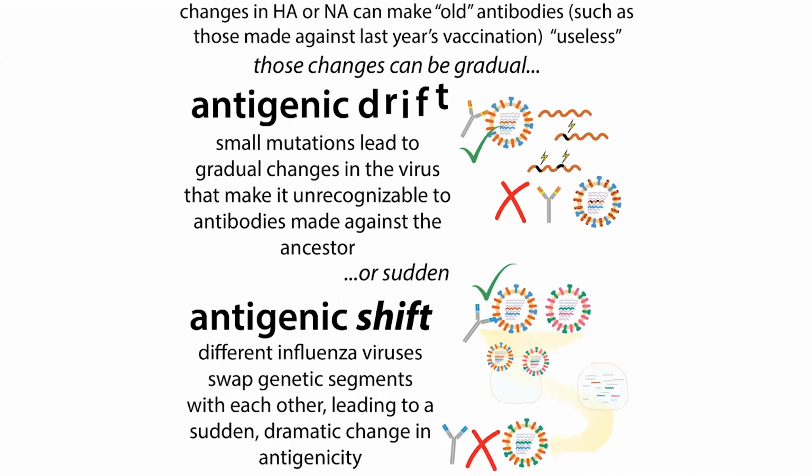There's also a more sudden change, which is called antigenic shift. Now, this happens when different influenza viruses swap genetic segments with each other, and this leads to a sudden and dramatic change in antigenicity, so that all of a sudden our antibodies can't recognize those antigens anymore. Before, it was kind of like they just gradually got less and less familiar to the point where we couldn't bind them. So you might get weakened binding and then eventually no binding. But here it's just like all of a sudden no binding.